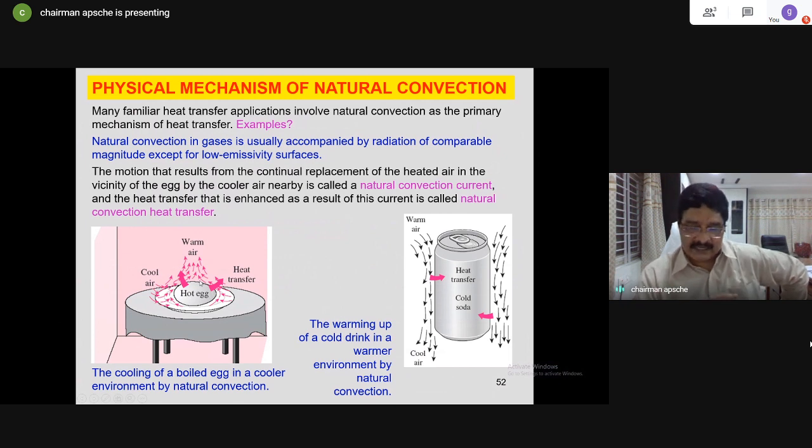Yeah. There is a tube flow also, forced convection. I'll first take it up and then come to natural convection. Thank you.